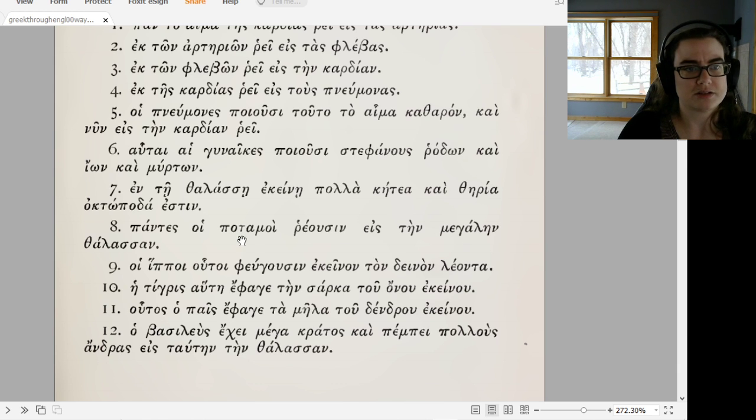Alright. Hoi hippoi hutoi legusin ekenon ton denon leonta. These horses flee that terrible lion. Makes sense. Hexadecapedus. Yeah, that'd be 16. You're right.